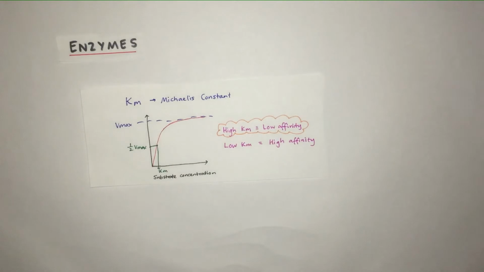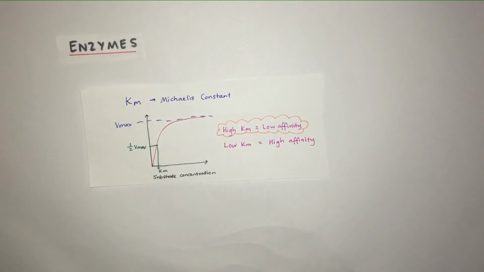Let's start off with the term Km. Km is the Michaelis constant, and basically, doing some maths with a graph, they found out that half of the Vmax is equal to the Km. So half of the Vmax is equal to the Km. And from this, from a biological chemistry point of view, what I think you should take away is that a high Km means that the enzyme has a low affinity to the substrate.